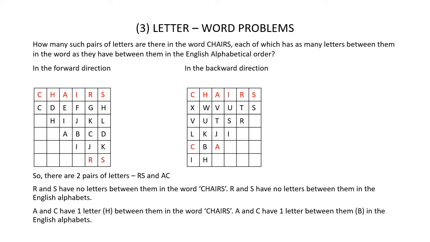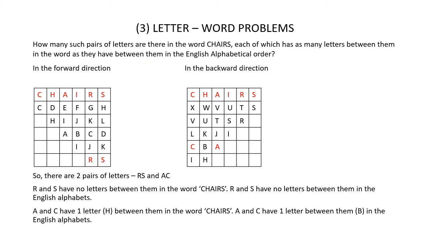Let's learn the shortcut method to solve letter word problems with the help of an example. How many such pairs of letters are there in the word CHAIRS, each of which has as many letters between them in the word as they have between them in the English alphabetical order? So here you have to find pairs of letters in the word CHAIRS such that each pair has the same number of letters between them in the word CHAIRS as they have between them in the English alphabetical order.